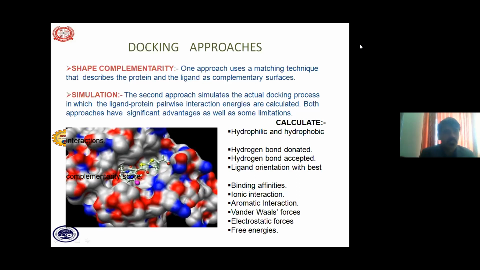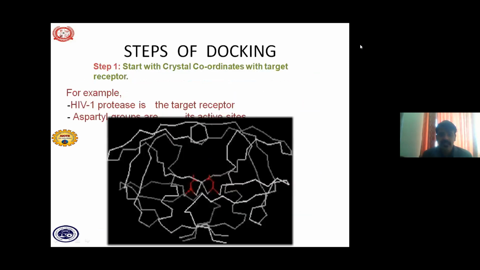It's called the Lipinski rule of 5. The Lipinski rule of 5 is used here. There are specific rules given to approach this and understand the ligand: binding affinities, ionic interactions, aromatic interactions, van der Waals forces, electrostatic forces, free energies. So look into this example now.